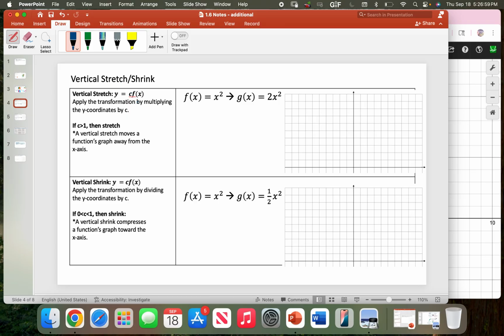Okay, for vertical stretch or shrink, here we would be multiplying the whole function by some c value. If c is greater than 1, this will be a vertical stretch. That means that the function is going to move away from the x-axis. You can also think about it again, like if we are stretching something up and down, the parabola would get narrower. So I'm going to use the quadratic again as my parent function.